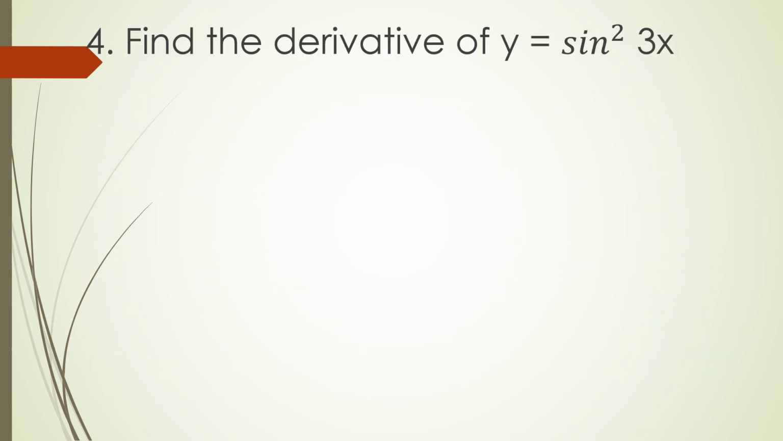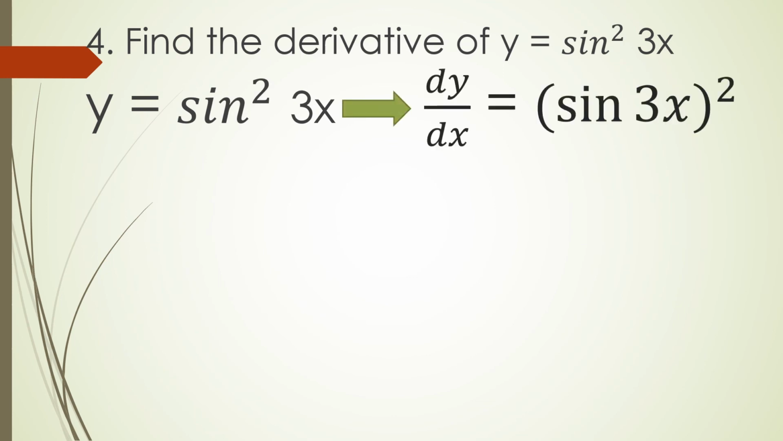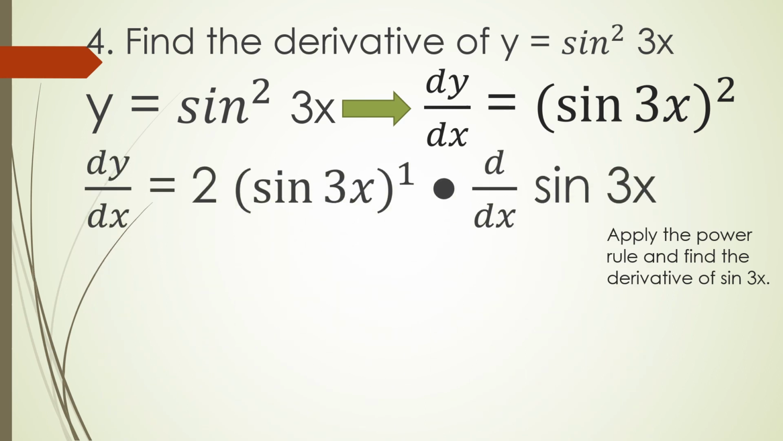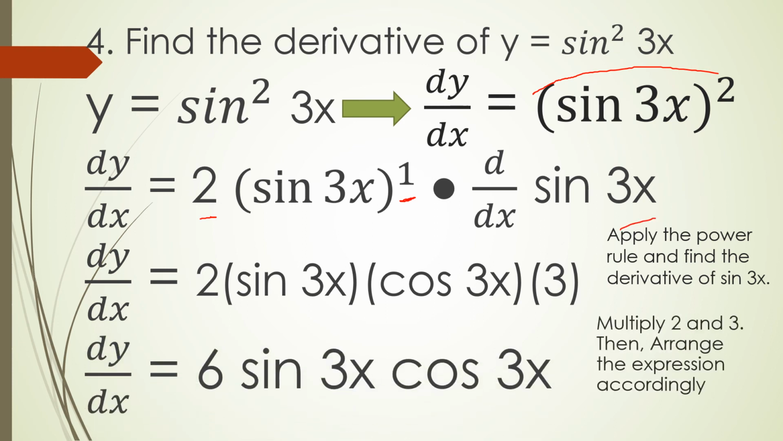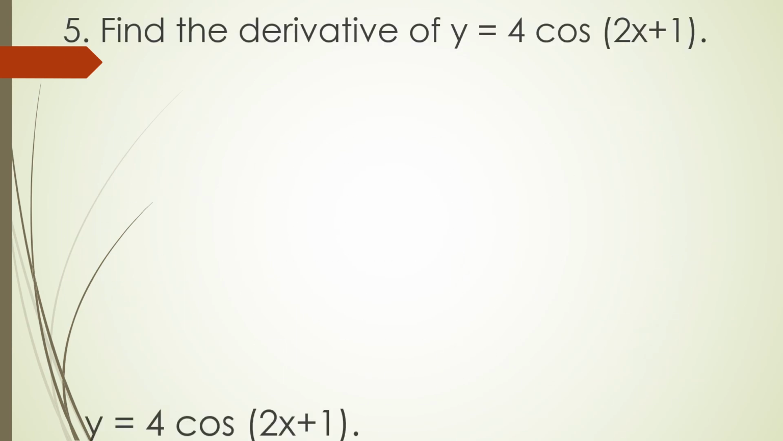Derivative ni sine squared 3x ba? Gives us sine 3x squared. So, power rule. 2 times 1, 2. So, 2 minus 1, naging 1. Alam niyo na ba yan ha? Power rule on dyan. Derivative ni sine 3x. Derivative ni sine, cosine 3x. Derivative ni 3x, 3. So, 6 sine 3x cosine 3x.